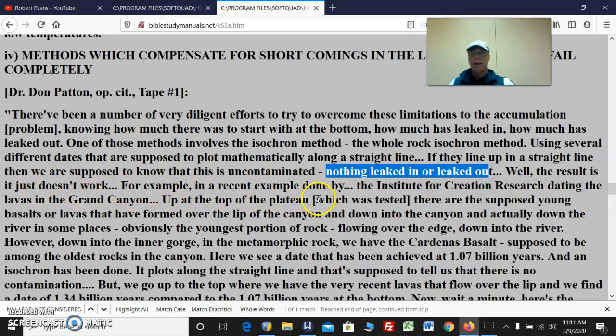For example, in a recent example done by the Institute for Creation Research dating the lavas in the Grand Canyon, up at the top of the plateau which was tested, there are supposed young basalts or lavas that have formed over the lip of the canyon and down into the canyon and actually down the river in some places, obviously the youngest portion of a rock, flowing over the edge down into the river. However, down into the inner gorge in the metamorphic rock, we have the Cardenas basalt, supposed to be among the oldest rocks in the canyon. And here we see a date that has been achieved at 1.07 billion years.